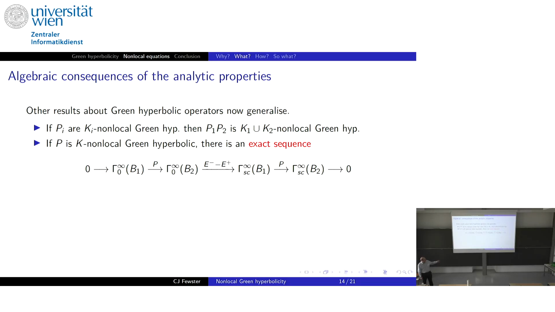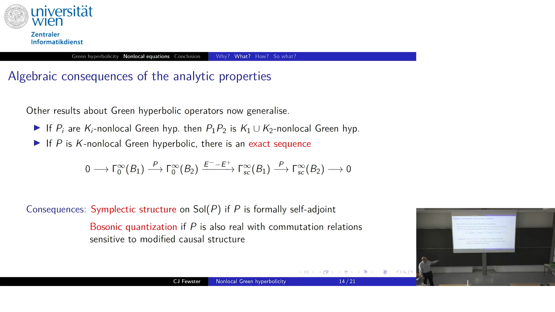And here in the middle, we have the operator itself, and here in the middle, the difference of its Green operators. And this exact sequence condenses very many of the standard results about Green operators into one very compact package. I don't know if James is going to mention it, but the main thing is that once you've got that, you can define a symplectic structure on the solution space using this difference of Green operators, at least if this is formally self-adjoint.